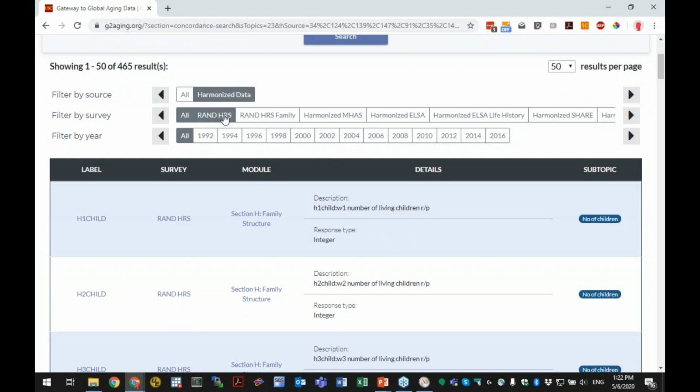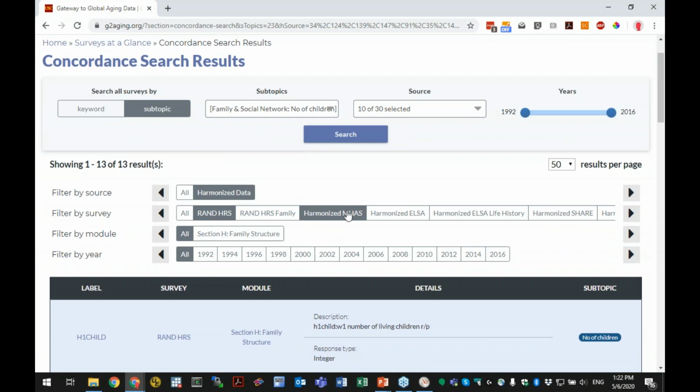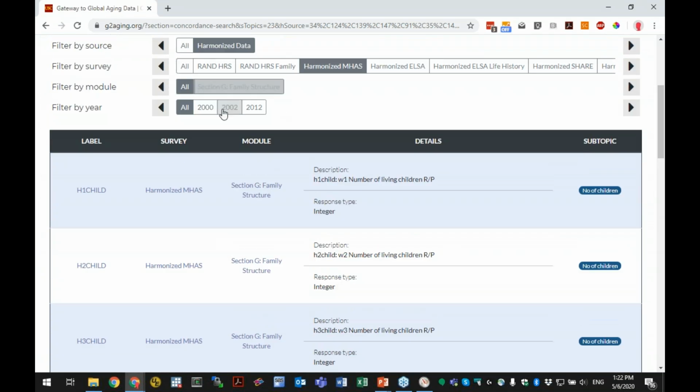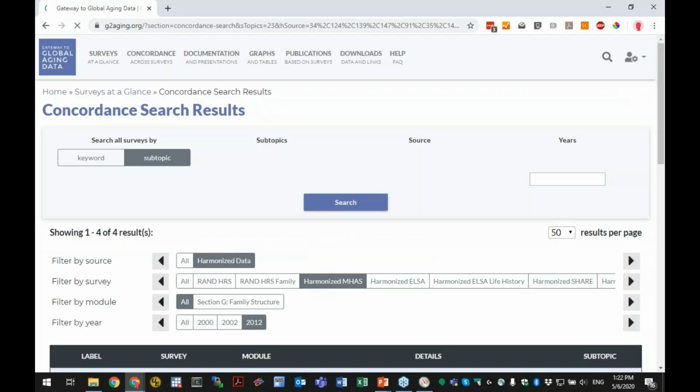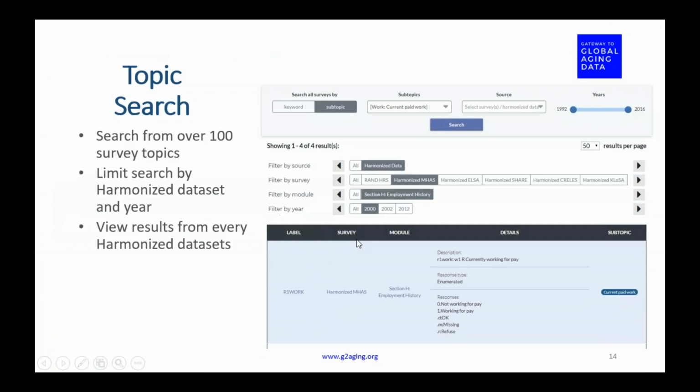And what we're going to get are the actual answers inside of the harmonized data sets. You can see we have this variable as part of the RAND HRS. It's also part of the MHAS. This is the Mexican survey. And it occurs at different years. Of course, we could say, let's just look at it in 2012. What are those variables that relate to it? And we can find those variables there. And this is a really helpful way to find your survey variables as part of the harmonized data sets and to figure out what's comparable and what's available.